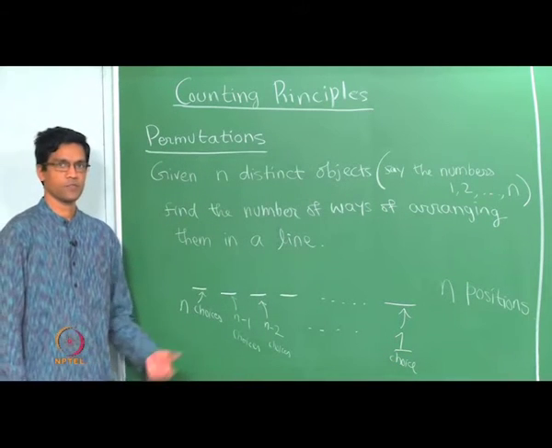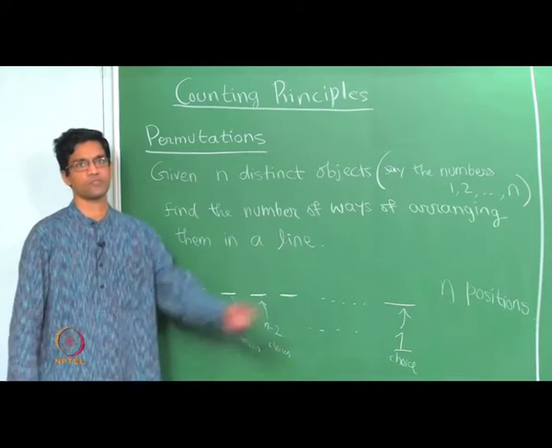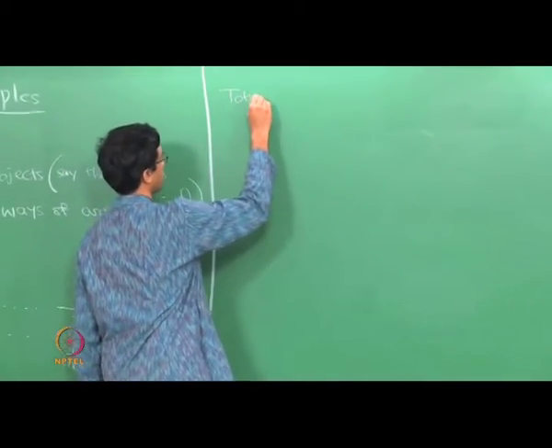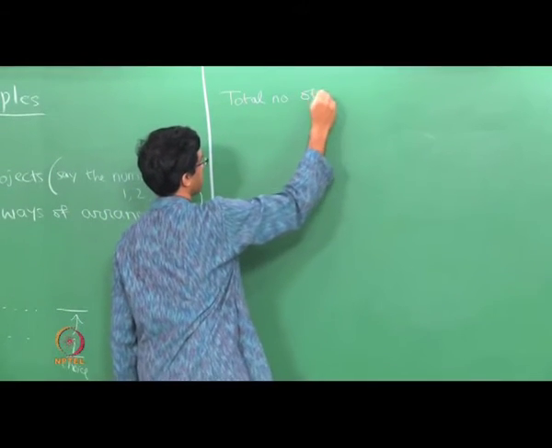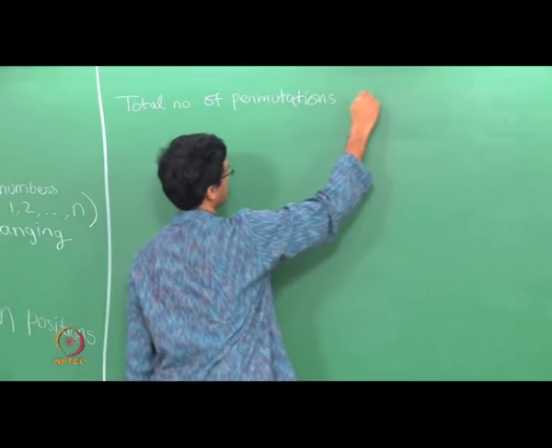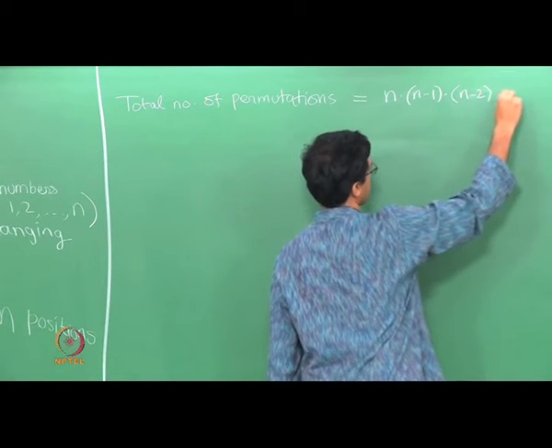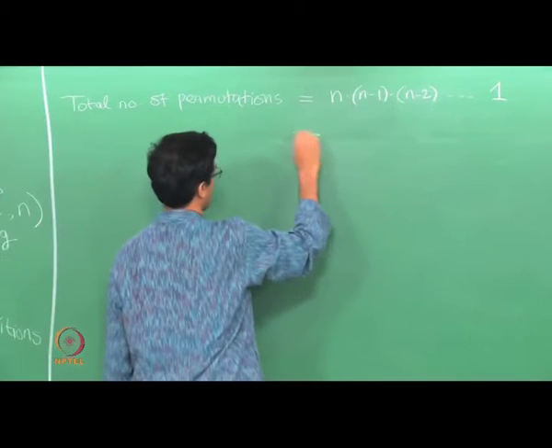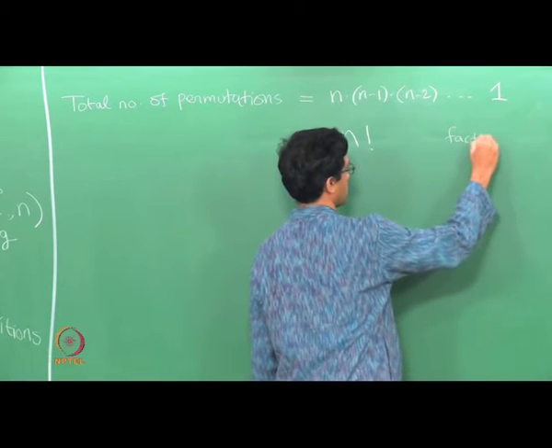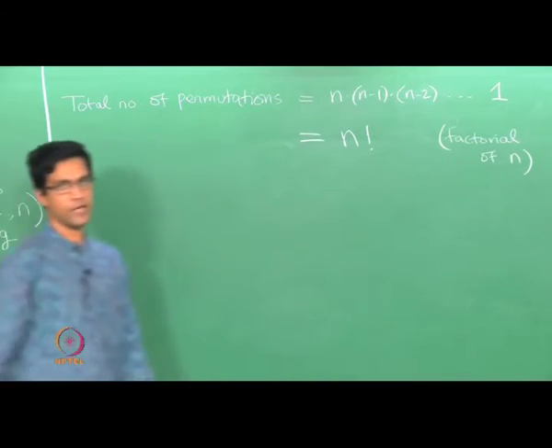Okay, and the multiplicative principle or the product principle says the total number of choices is just the product of the number of choices at each one of these steps. So the total number of ways, total number of permutations of the numbers 1 through n is therefore n times n minus 1 and so on. So this is the factorial of n.